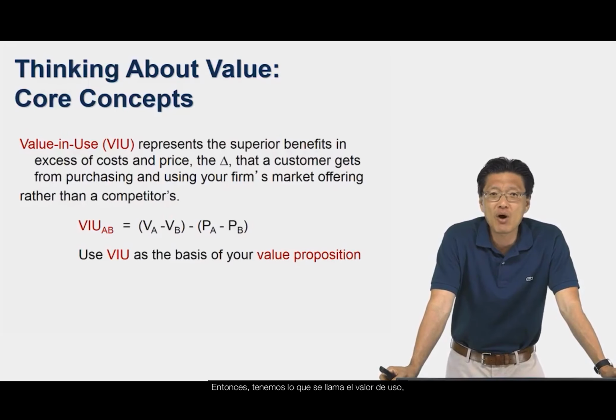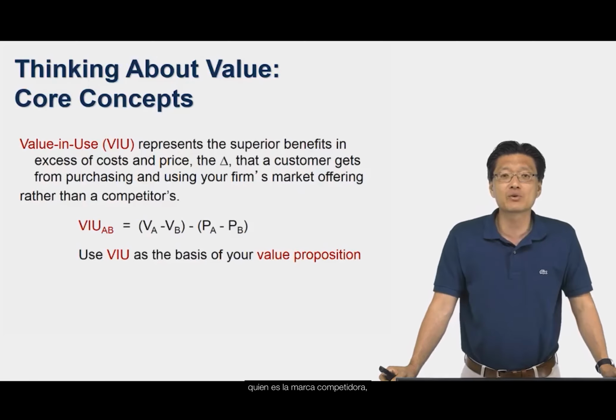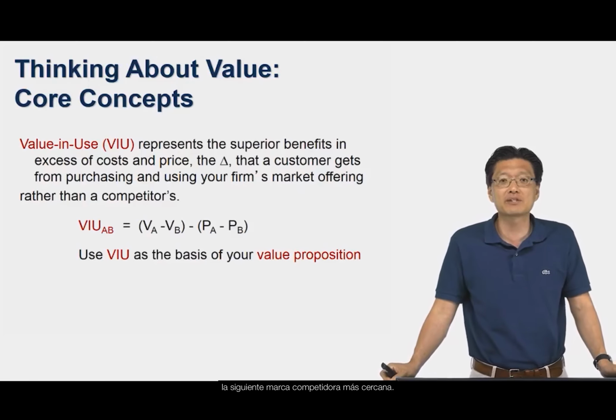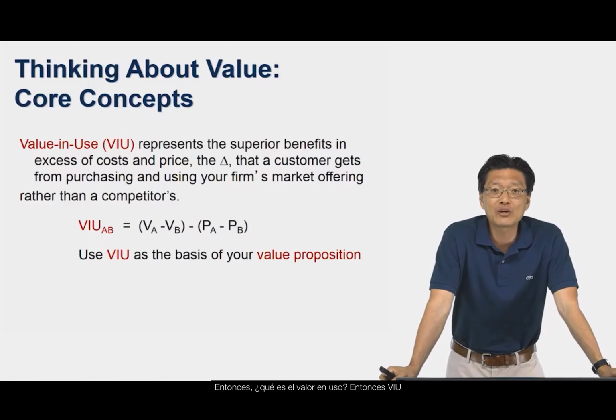So we have what's called the value in use, VIU. And again, we're going to use the subscripts A and B, where A represents my brand, the focal brand, and B represents the next best alternative offering, which is the competitor brand, the next closest competitor brand. So what is value in use?